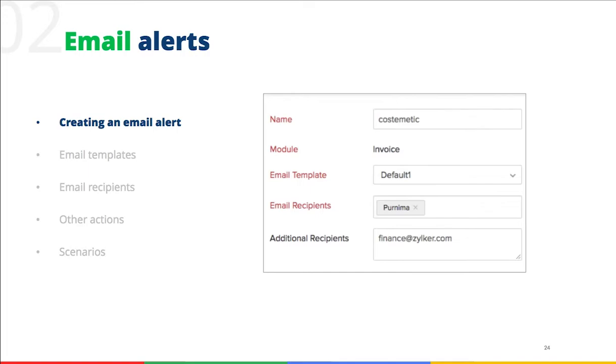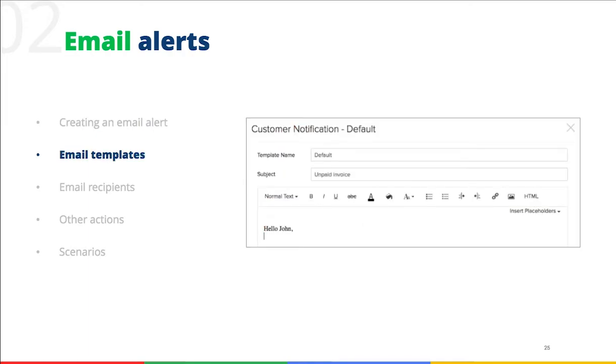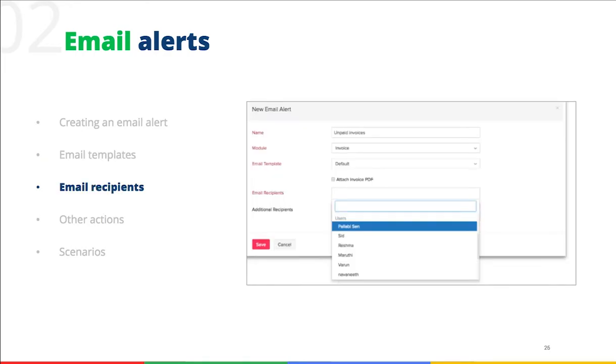If you want to play around with that, if you want to customize it, you can always do that, and select the list of email recipients that this email should go to. Like I said, email templates, we have a bunch of them, and if you want to customize that to suit the brand that you're trying to portray, you can always do that within Zoho Books. Recipients, you can either choose from the list of contacts that you have, or the list of users in your organization, or if there's any other additional recipient you want to add, you can always do that within Zoho Books.